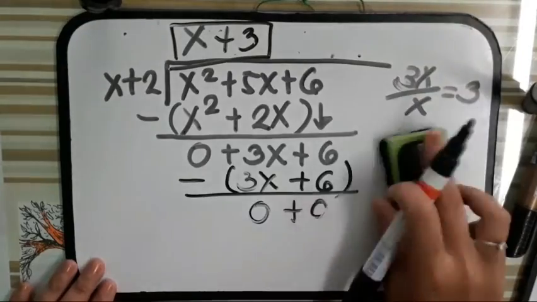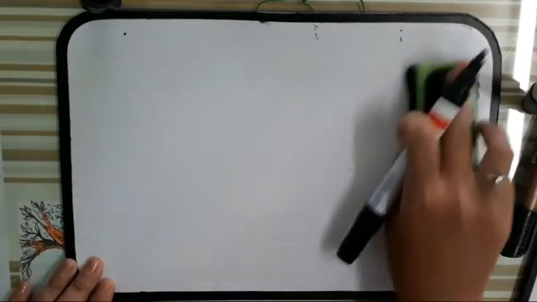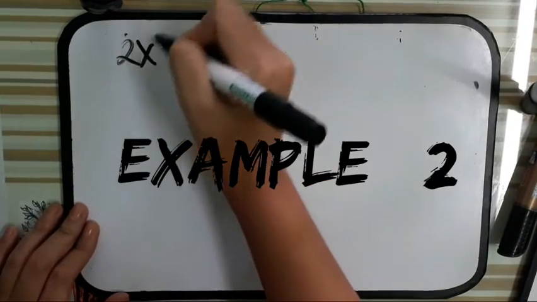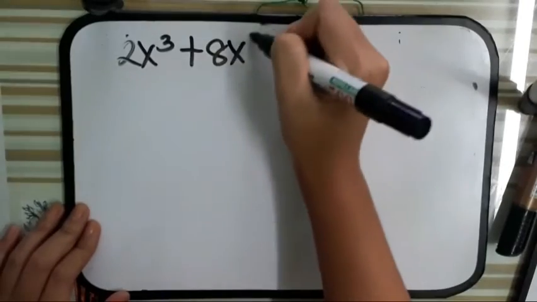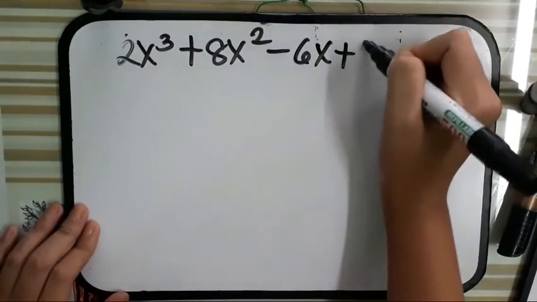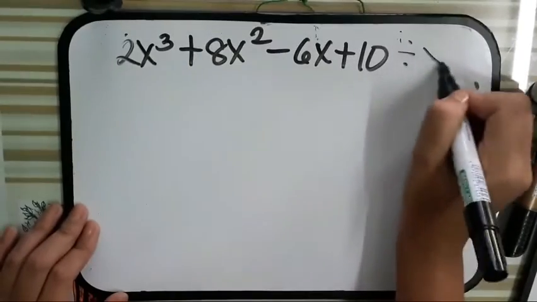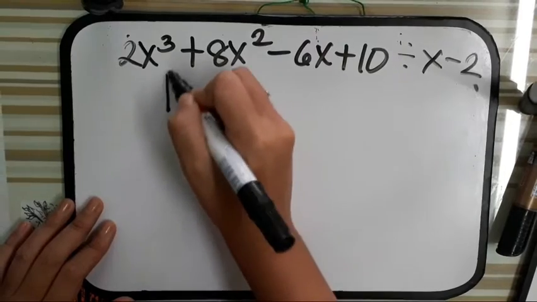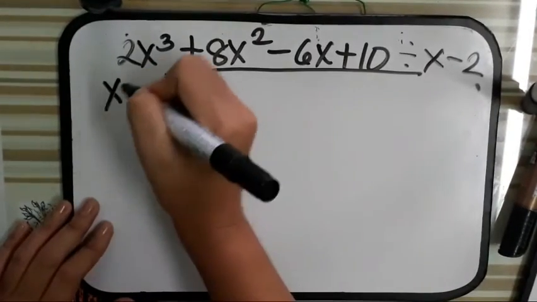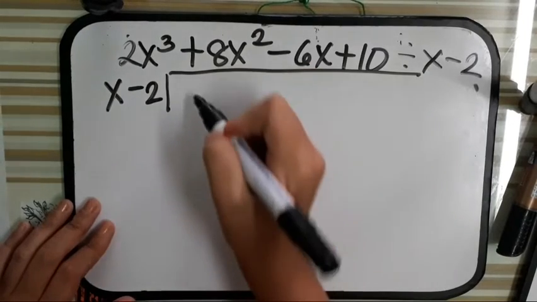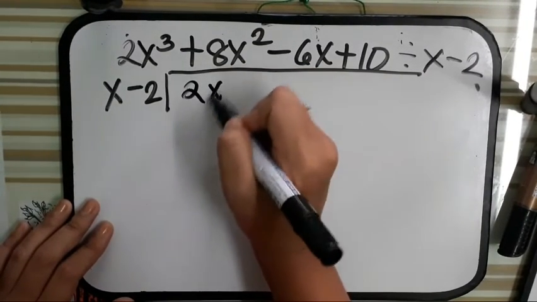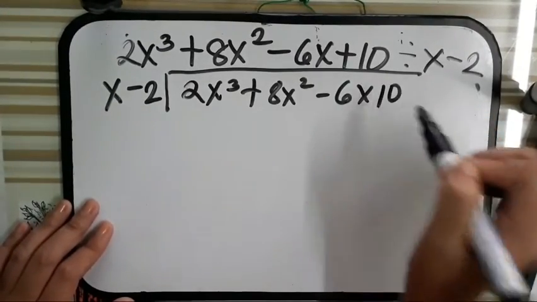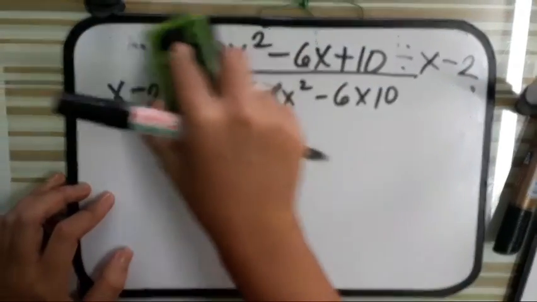Let's have another example. Let's work on 2x cubed plus 8x squared minus 6x plus 10 divided by x minus 2. Okay, rewrite this in the long division format. So we have x minus 2, then 2x cubed plus 8x squared minus 6x plus 10. Okay, let's have space for our final answer.